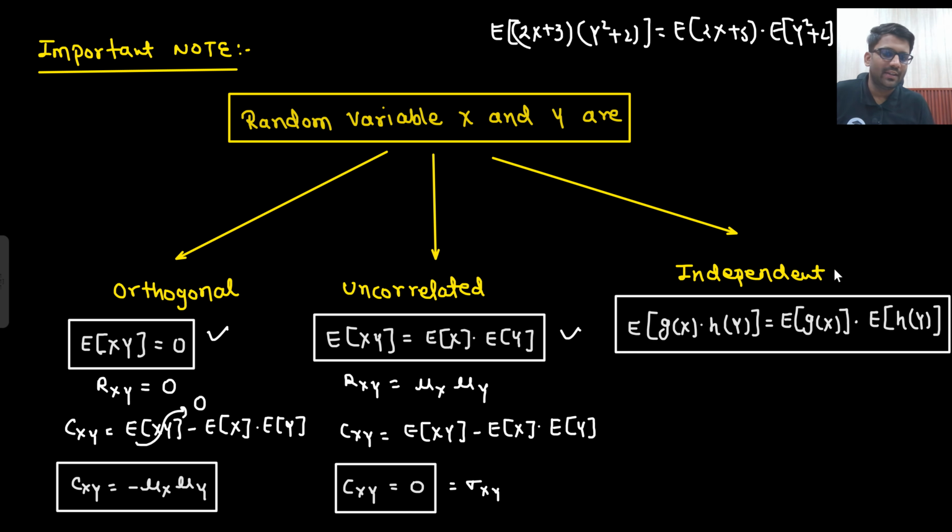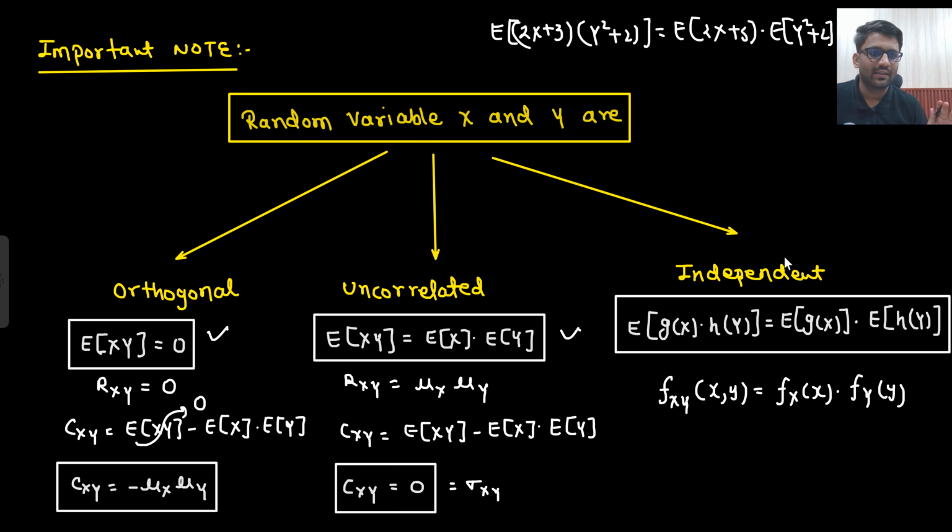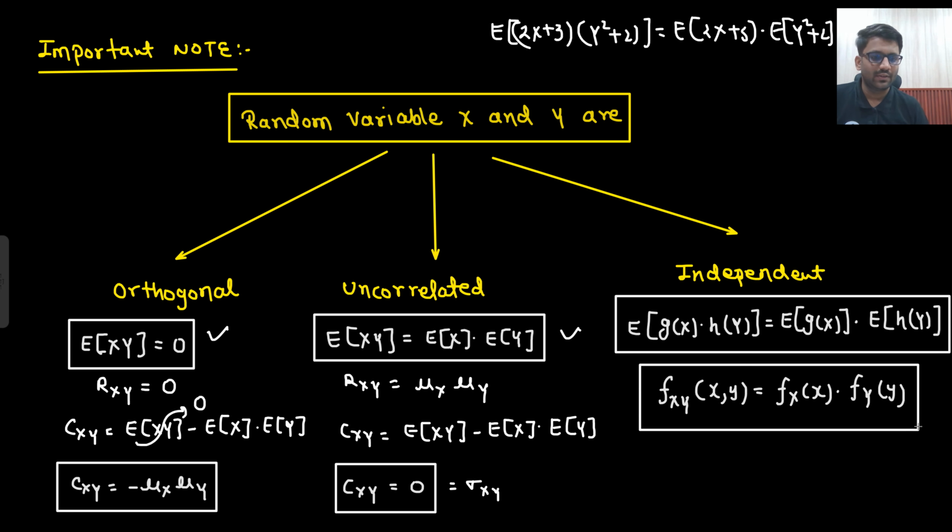Right. And another thing you already know, that if x and y are independent random variables, then this particular thing is also true. So basically whatever uncorrelated is having, independent is already having that. But whatever independent is having, uncorrelated is not having. Are you able to understand what I am saying? So these two things are there for independent random variables.